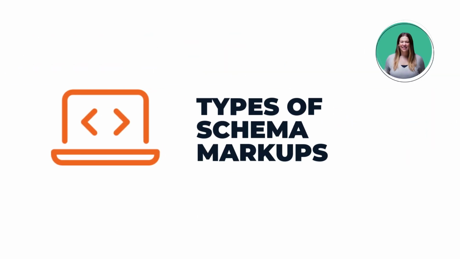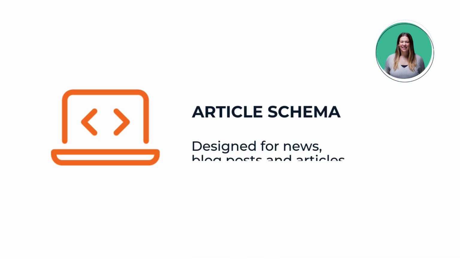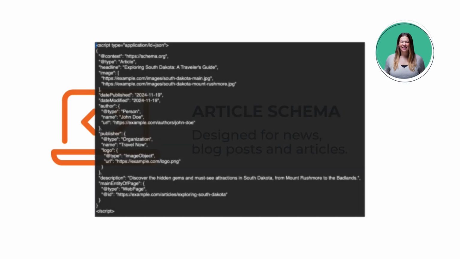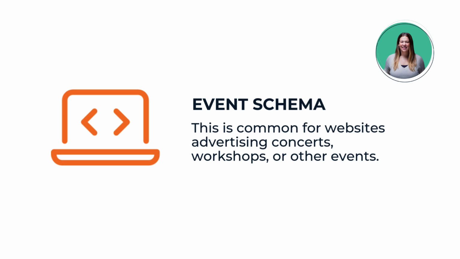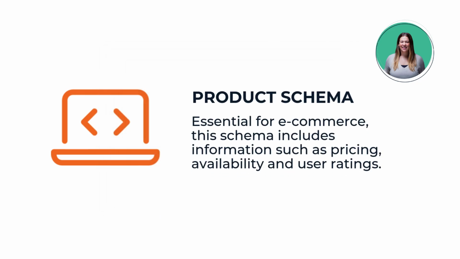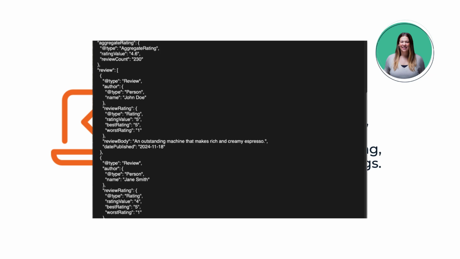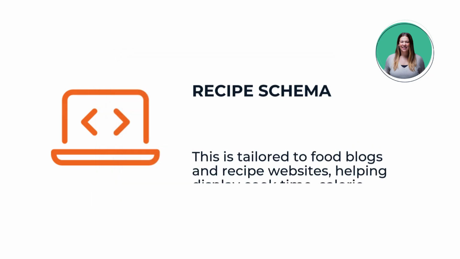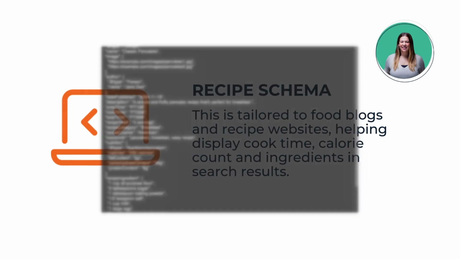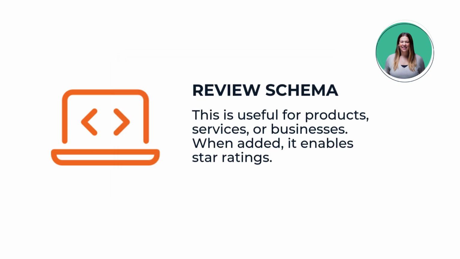There's a lot of different schema markups based on what your website provides for content, so let's go over those. Article schema is designed for news, blog posts, and articles. Event schema is common for websites advertising concerts, workshops, or other events. Product schema is essential for e-commerce. The schema includes information such as pricing, availability, and user rankings. Recipe schema is tailored to food blogs and recipe websites, helping display cook time, calorie count, and ingredients in search results.